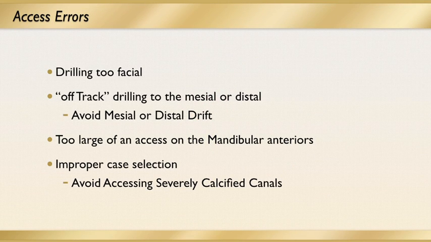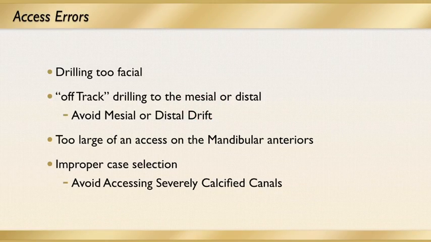Here are a few access errors that can occur that you want to be careful of. Number one is drilling too facial. Usually that's a first or second year dental student that can do that. But you have to be careful of perforating out the facial aspect of the tooth. The biggest thing where this will occur is if you're going too fast, you try to go for it all in one shot, you miss the pulp entirely and you go out facial. You don't want to do that. That's why small bites, go slow, and continue to reevaluate and look at your access prep.